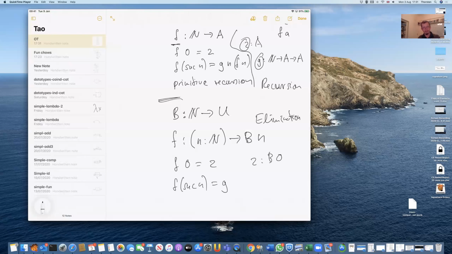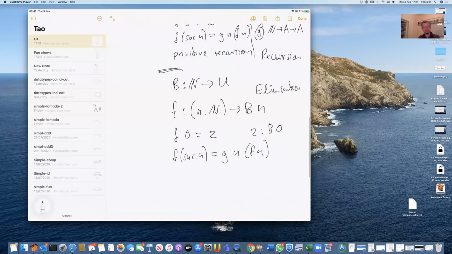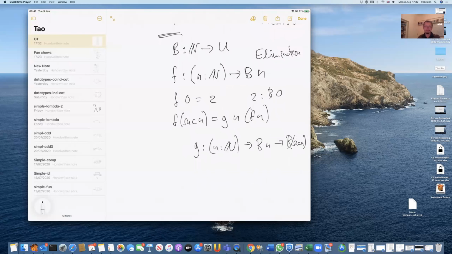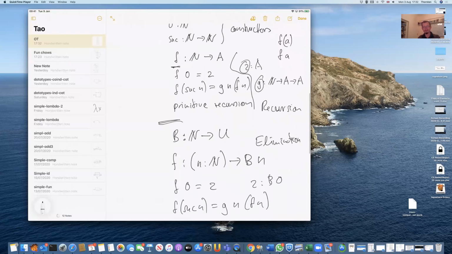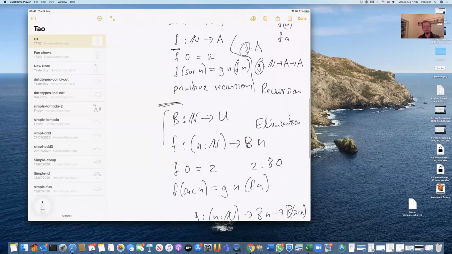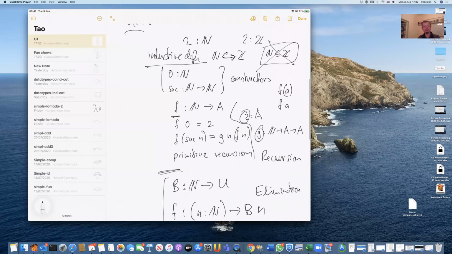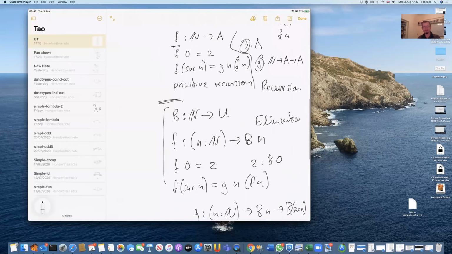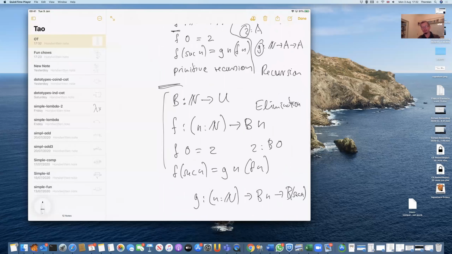is G of N of F of N. And so what is G? G is something that, given a natural number and given a B of N, returns a B of suc of N. And that's the scheme of elimination. So this elimination scheme plus the constructors is one way to define the set of natural numbers.